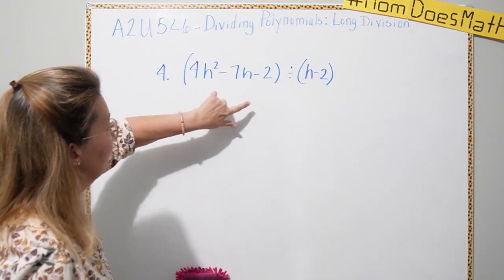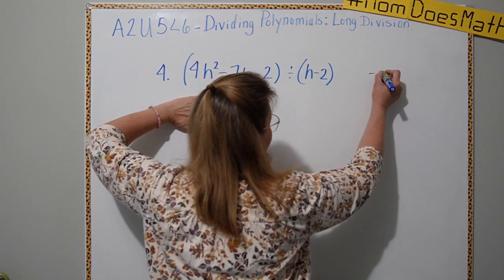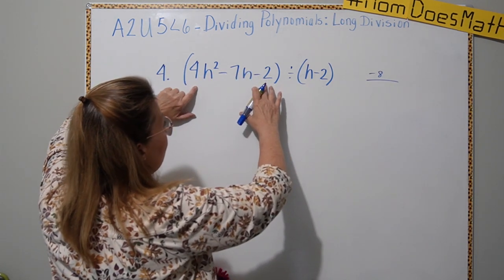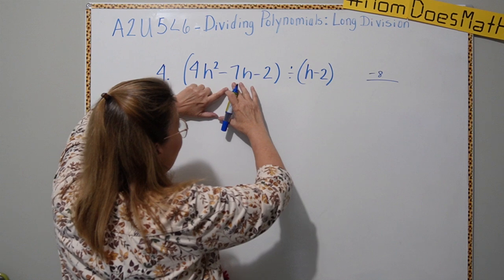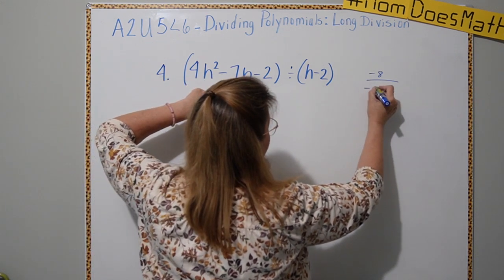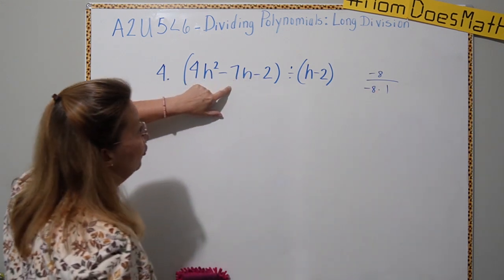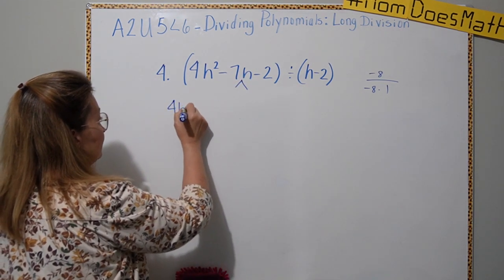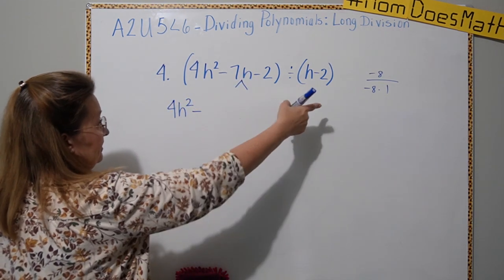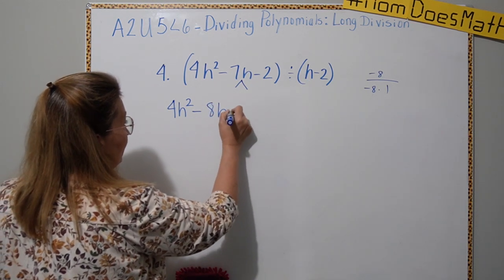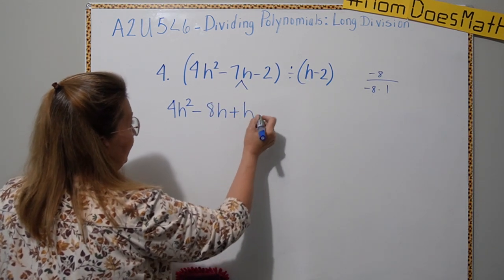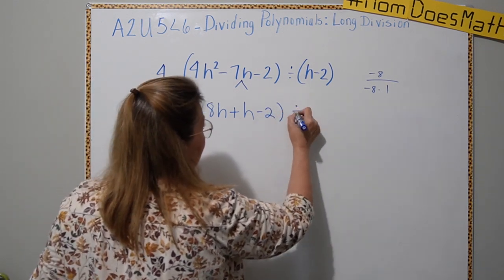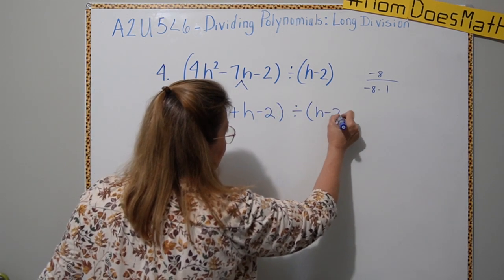But the AC method, I'm going to multiply A times C and get -8. And I'm looking for a pair of numbers that will multiply to give me -8, but add up to give me -7. So that's going to be -8 times +1. Now, when it's the AC method, your goal in the next step is to split this into those two numbers. So I'll do 8h plus 1h, and you can just put the h, minus 2. And then we still have the divisor down here, h minus 2.